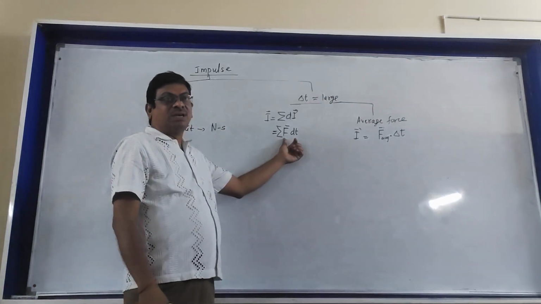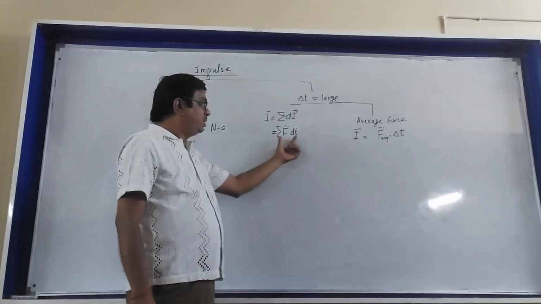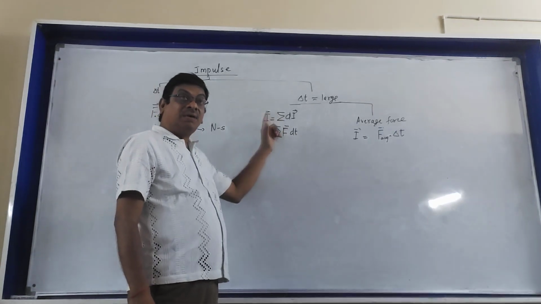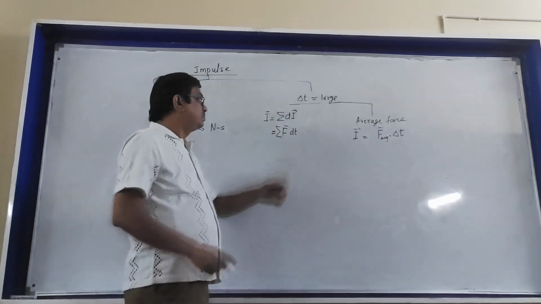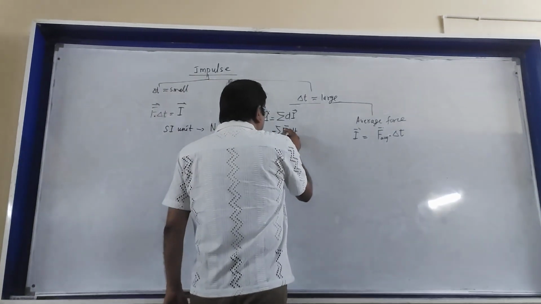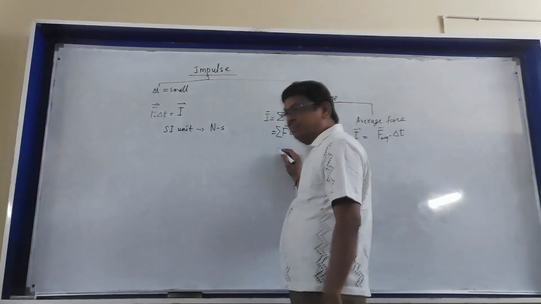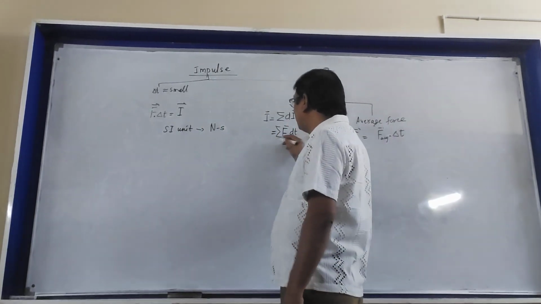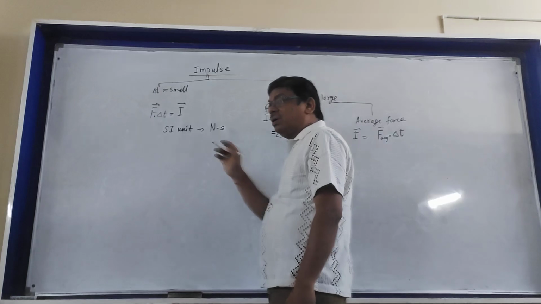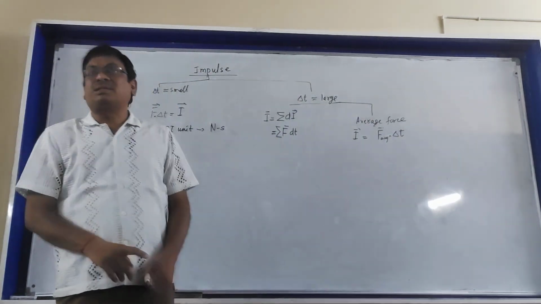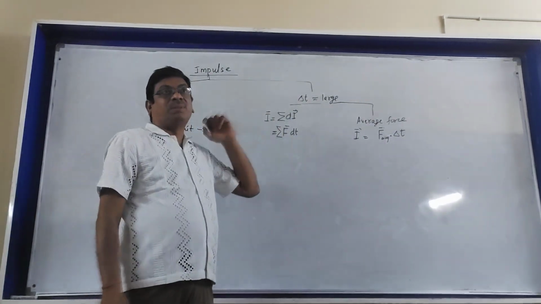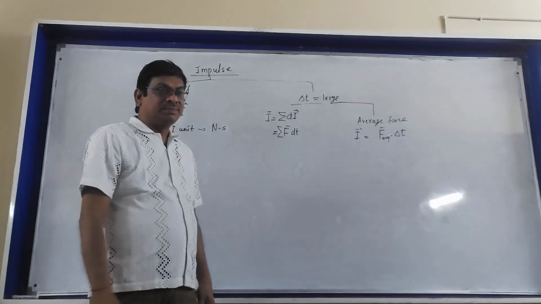If instantaneous force is available as a function of time, you have to integrate. Suppose the force is direction-wise the same, then it is easy to integrate. But if it's not, then you have to be very careful because it's a vector summation. You have to vectorially sum up for every small time interval.